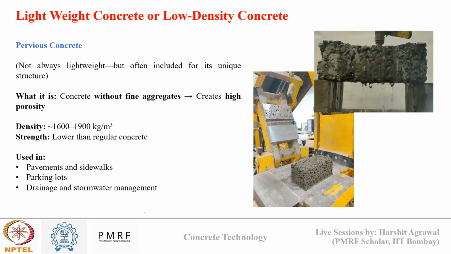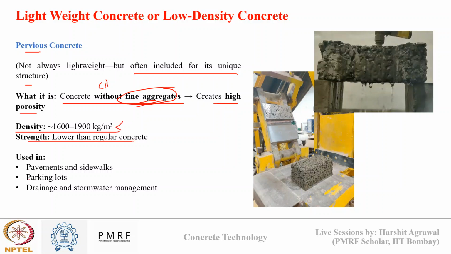Then the last type of lightweight concrete is pervious concrete. It is not always lightweight, but it is often included in this category. In this, what we do is we make concrete without fine aggregates. So we have coarse aggregate, we have cement, we have water. When we remove fine aggregates, we are increasing the porosity inside concrete. So the density of such concrete is lower than conventional concrete, and its strength is also lower.